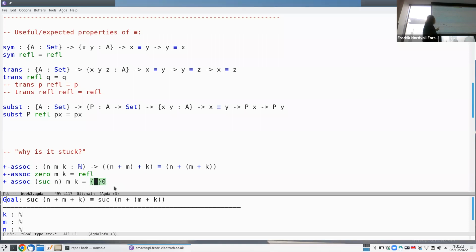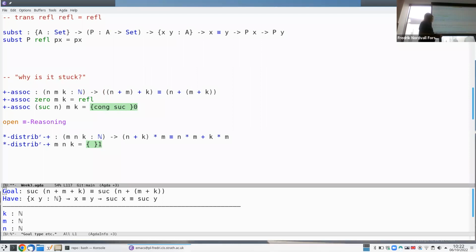And you might remember how we did this. This is also something we do all the time. We want to say that suc of something is equal to suc of something else, then we use that everything is a congruence. So if I say cong of suc, that's going to take a proof that x is equal to y and give me back a proof that suc of x is equal to suc of y. It's cong for congruence because suc here preserves equality. So if I do cong of suc of something, that's going to tell me that suc of something equals suc of something else, which is what I want here, right?